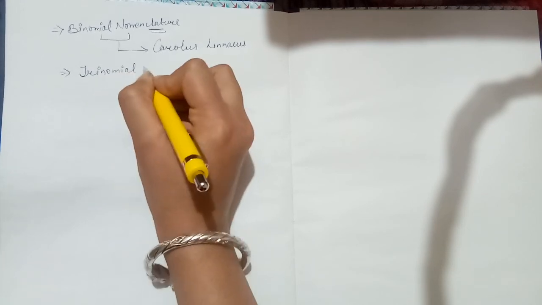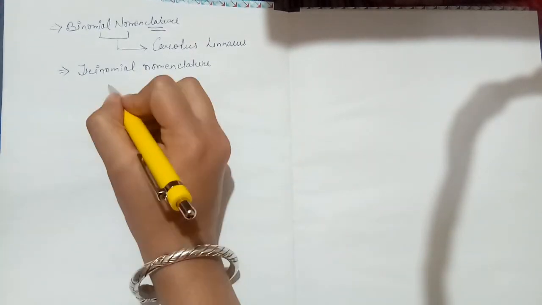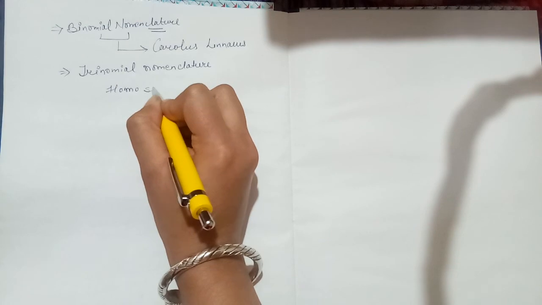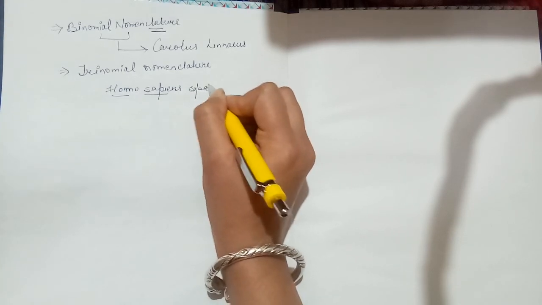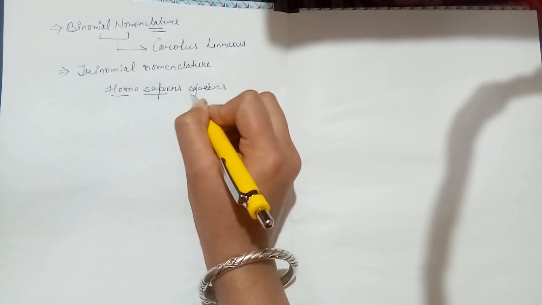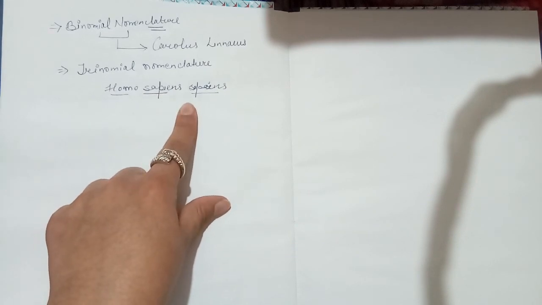However, trinomial nomenclature is also in use, in which, after the species name, the subspecies name is also added. You must have heard about the scientific name of human beings, which is written as Homo sapiens sapiens, where the first word is the genus name, the second word represents the species, and the third one represents the subspecies.